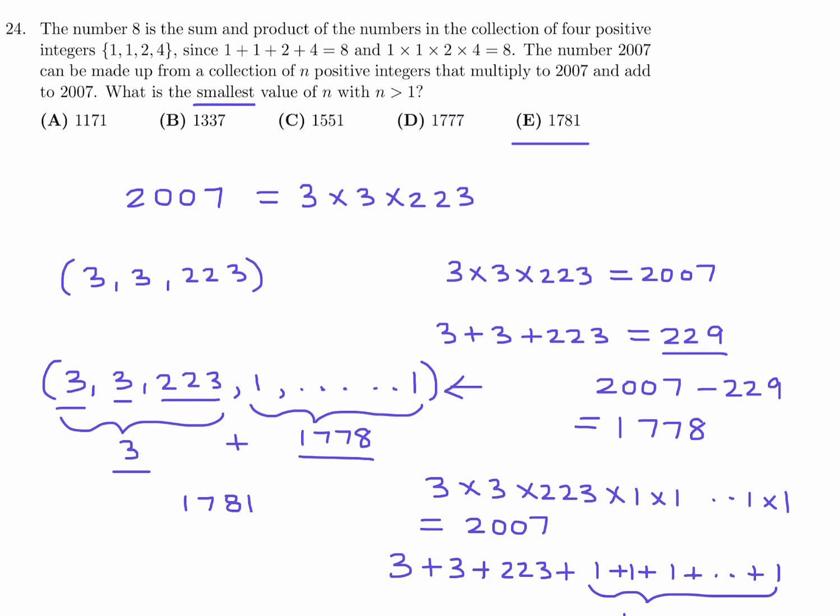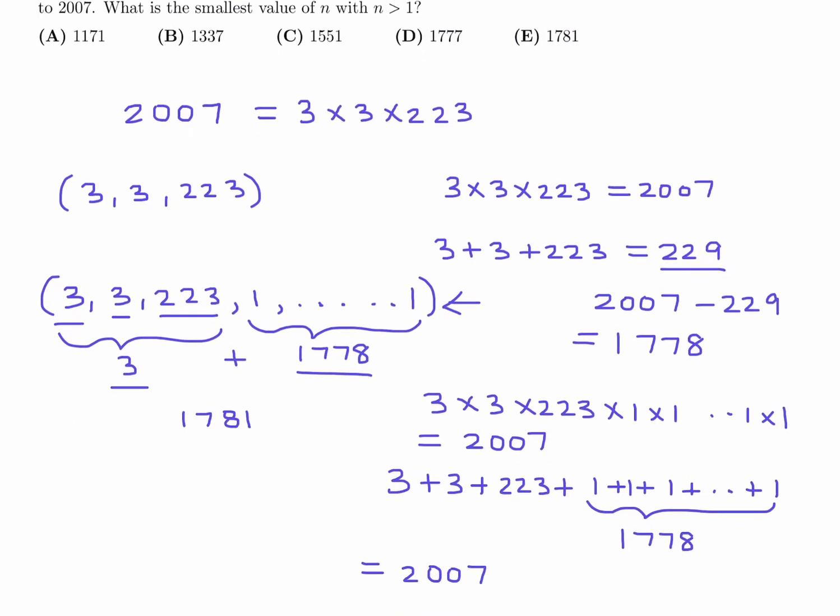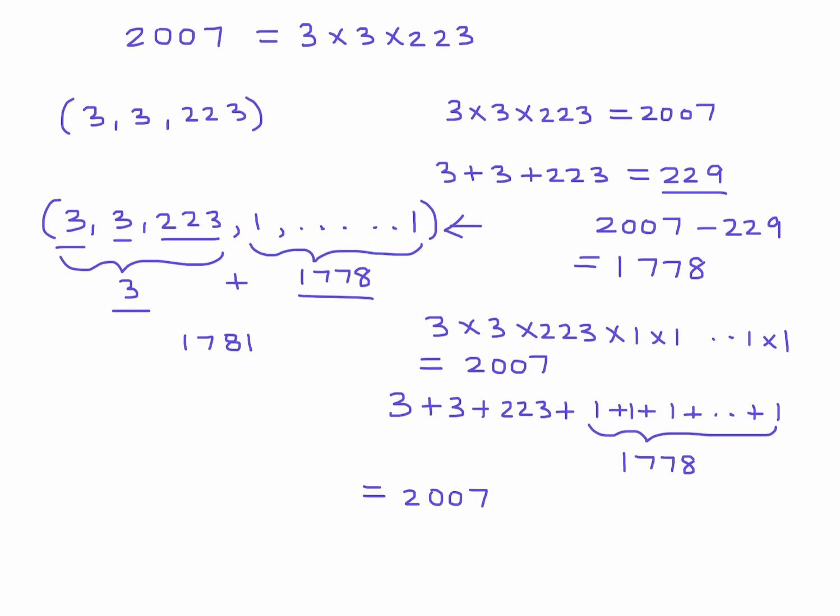1781 is indeed one value of n for which this works. But, as you can see, we've got quite a few answer choices that are smaller. In fact, all of the answer choices are smaller. Can any of those be possible for n? And the answer is yes. And I will show you how.